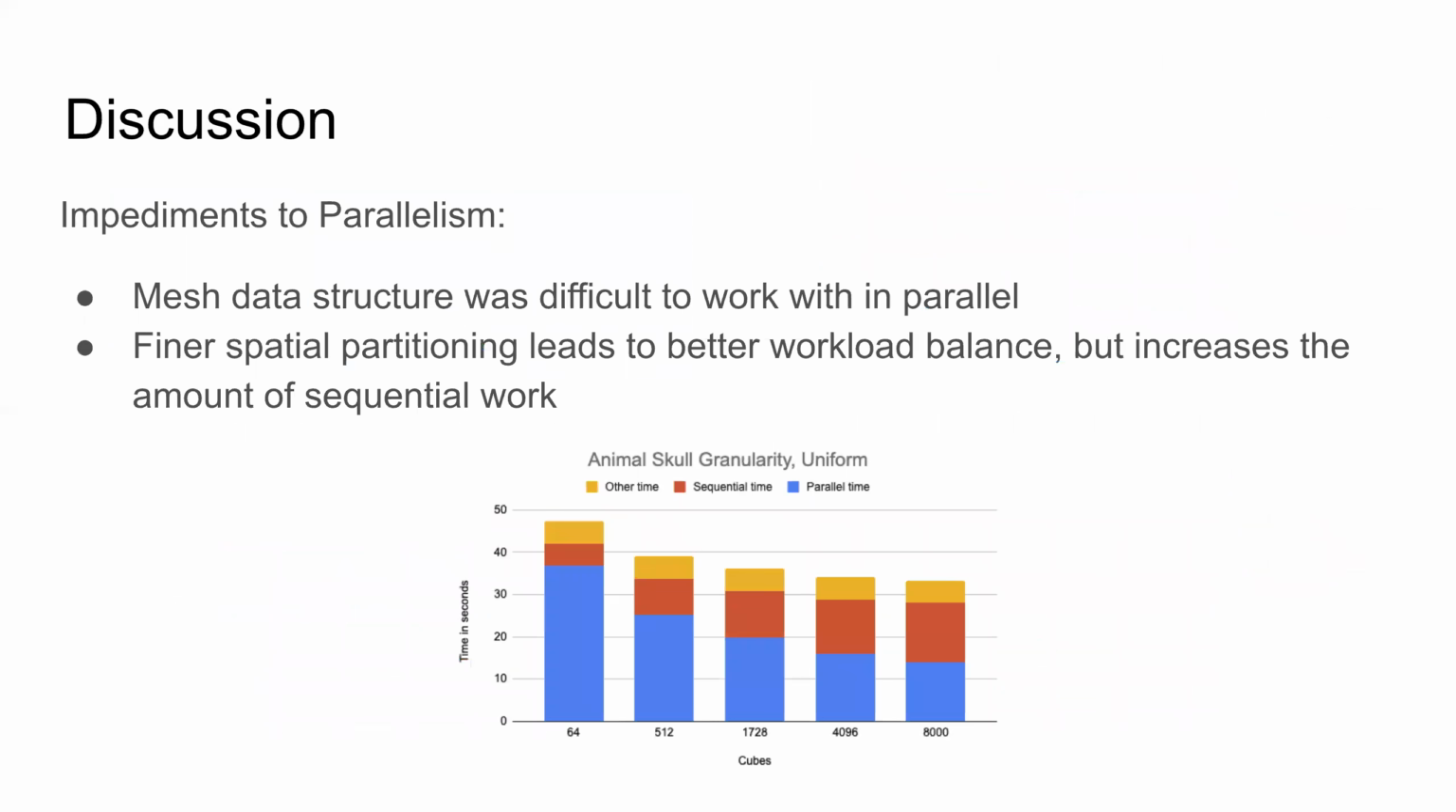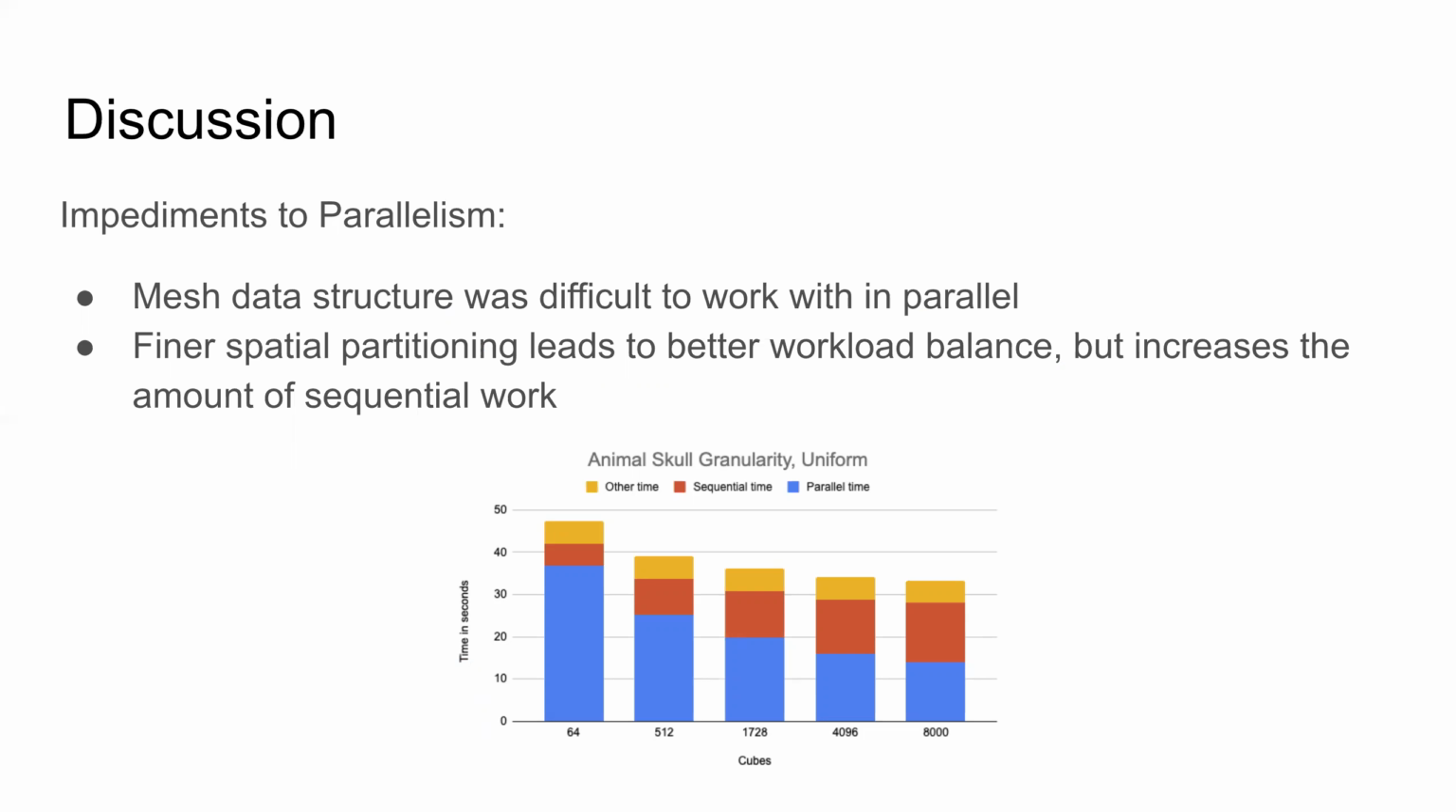The main impediments to parallelism we had were that the mesh data structure was difficult to work with in parallel due to the way that the triangles are stored. We had to put locks around large sections of the code, which resulted in essentially sequentializing parts of the code that could be theoretically done in parallel.